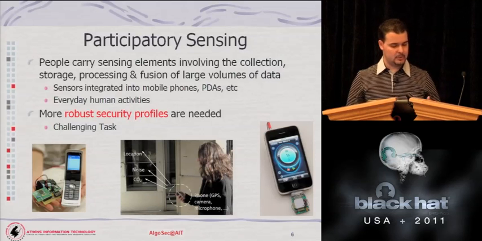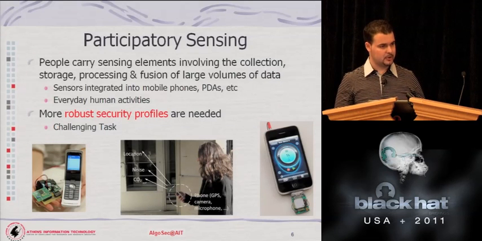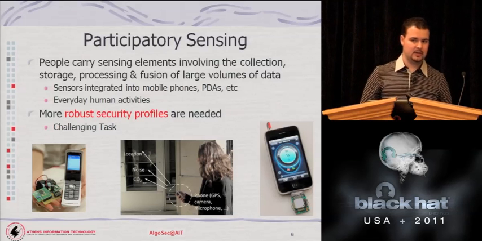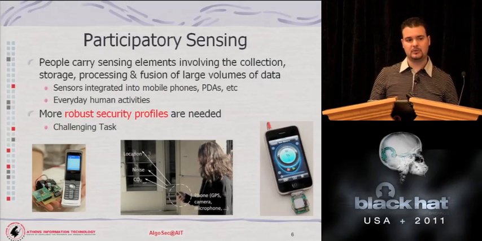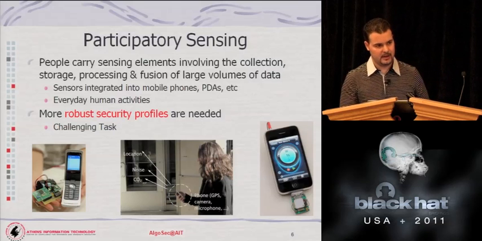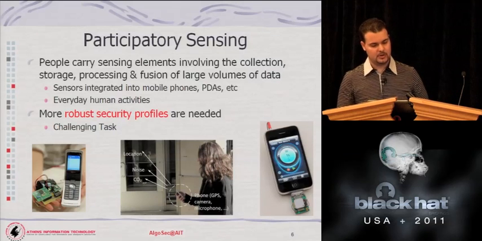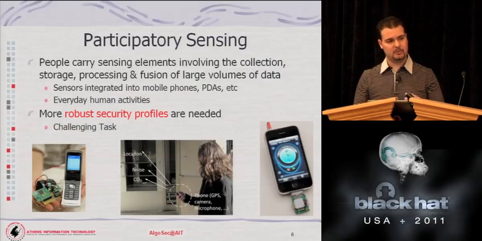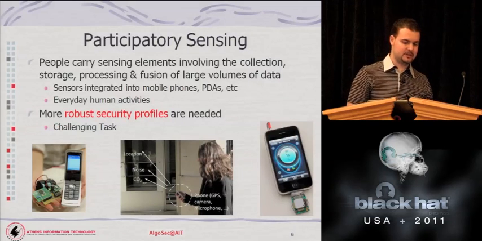But it is obvious that we need more robust security mechanisms because we have to deal with extremely large volumes of data, and then we also have to take into consideration privacy and ethical issues regarding the users that provide their mobile phones. So actually, we have to convince them to allow us to use their equipment as part of the sensing infrastructure.